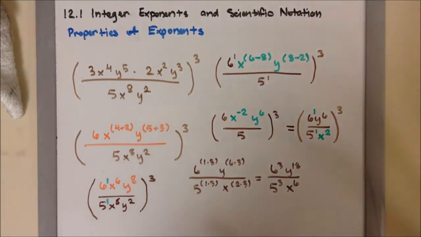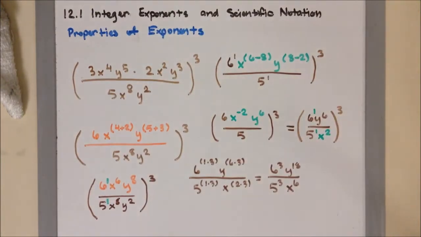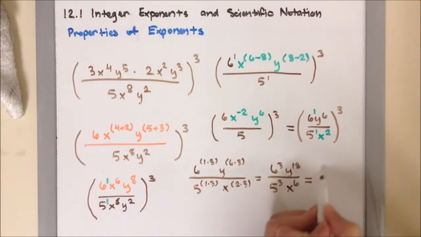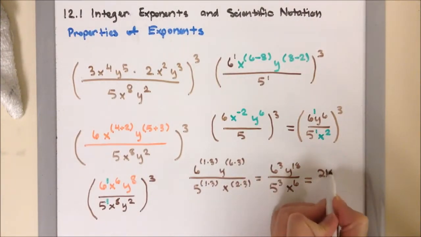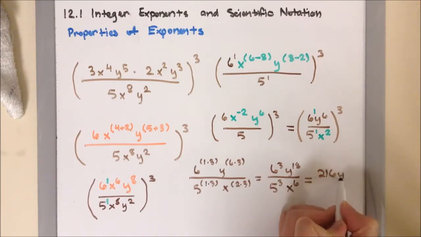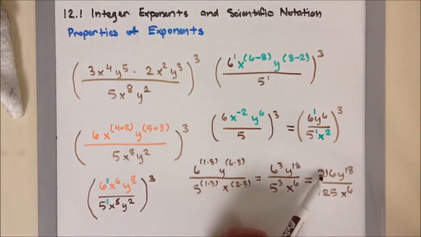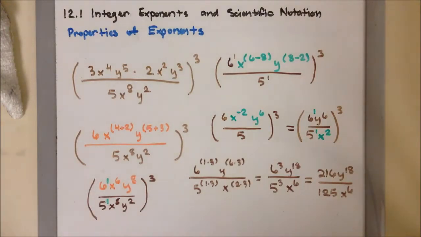Now here, we're not finished. I need to simplify my number coefficients because now they have exponents besides 1. So 6 to the 3rd power is 216, and then y to the 18th stays the same. 5 to the 3rd power is 125, and x to the 6th stays the same. There's nothing in common between 216 and 125, so I'm going to leave the fraction like that. And that will be my final answer.